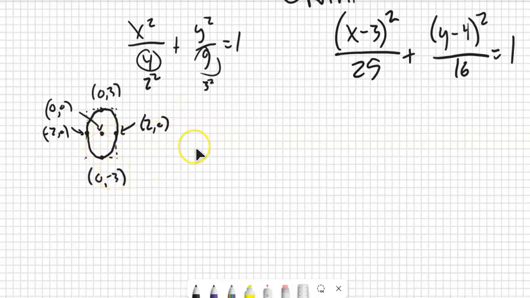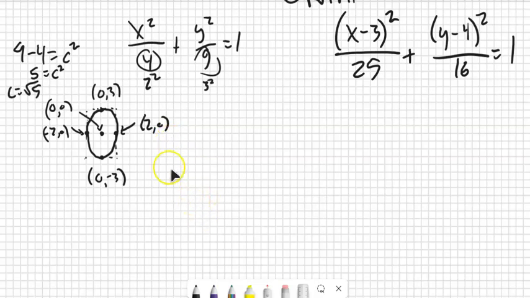And then I've got to figure out where my foci are at. And so remember, foci are the opposite operator of these combined. So I'm going to take the bigger one, 9, that's b squared or a squared, whatever you want to call it, minus 4, and that's equal to c squared. So 9 minus 4 is 5, that is c squared. So c is the square root of 5.